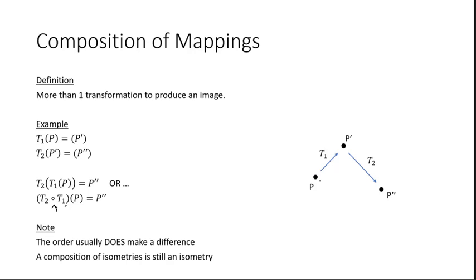So we could just say, to get from P to P double prime, we have T2 composed with T1. So translation 2 composed with translation 1. That would be the quick way to get from point P to P double prime. So that would be an example of what we see over here. Let's take a look at some other examples.